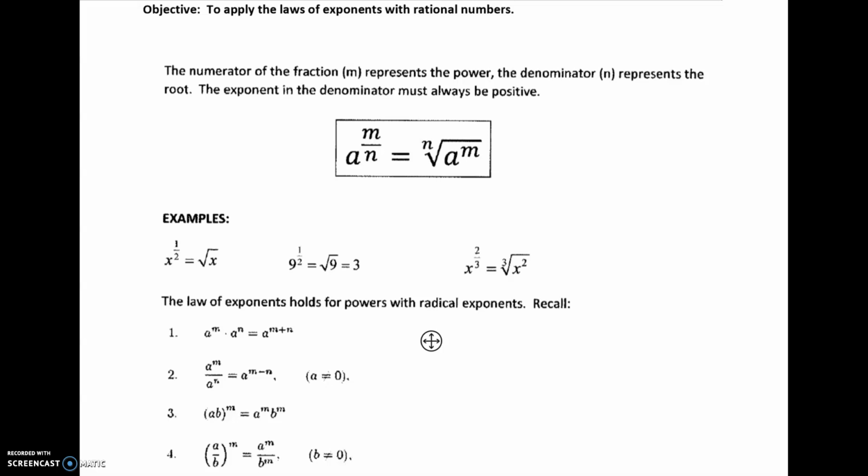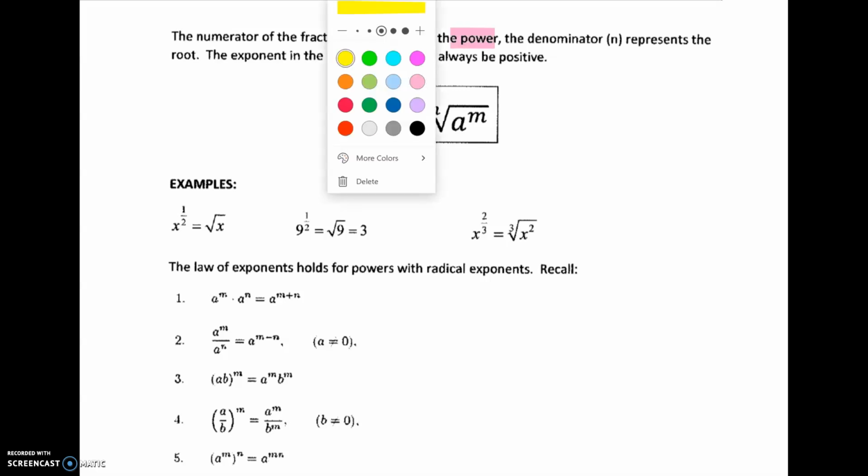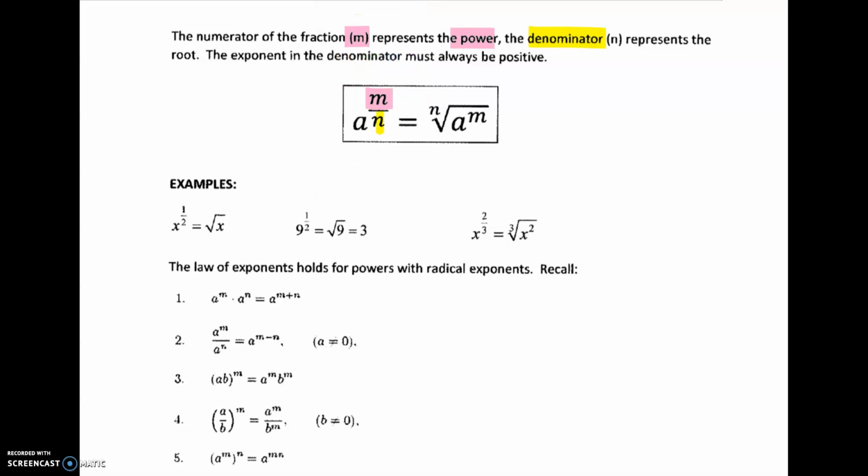It says the numerator of a fraction, m in this case, represents the power. M is the power. The denominator of the fraction, which in this case is n, represents the root, such as a square root, cube root, fourth root, etc. The exponent in the denominator must always be positive.